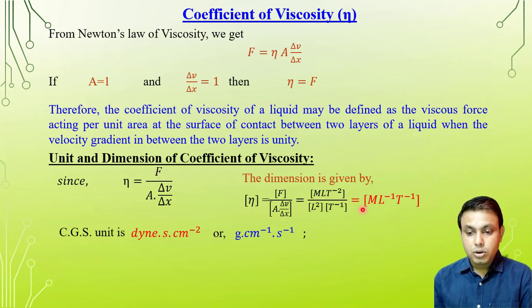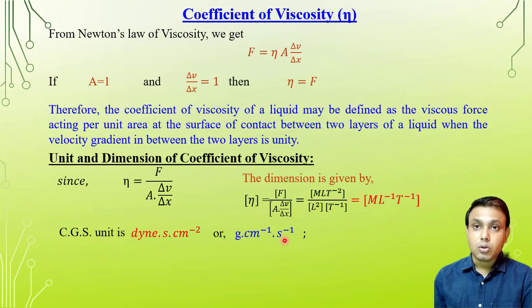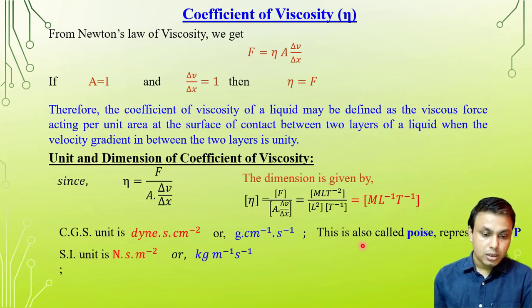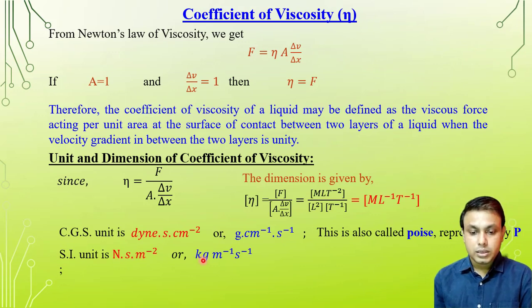Similarly, if we calculate this unit from this relation, this will be gram centimeter inverse second inverse. So this is gram centimeter inverse second inverse. This is also called Poise and represented by the term P. In SI unit, the unit is Newton second meter to the power minus 2 or kg meter inverse second inverse.